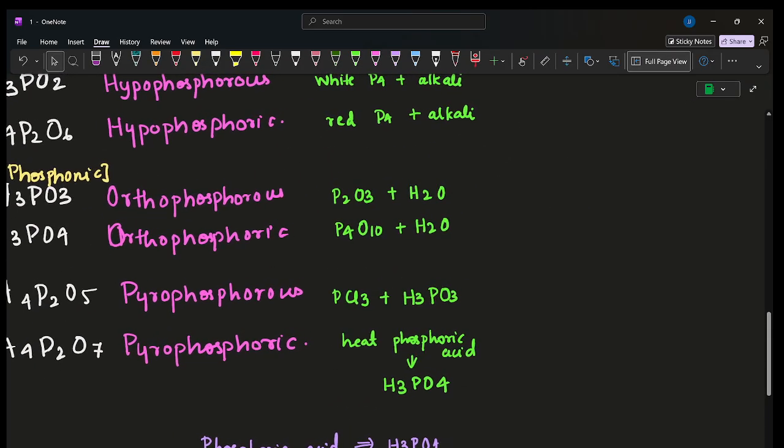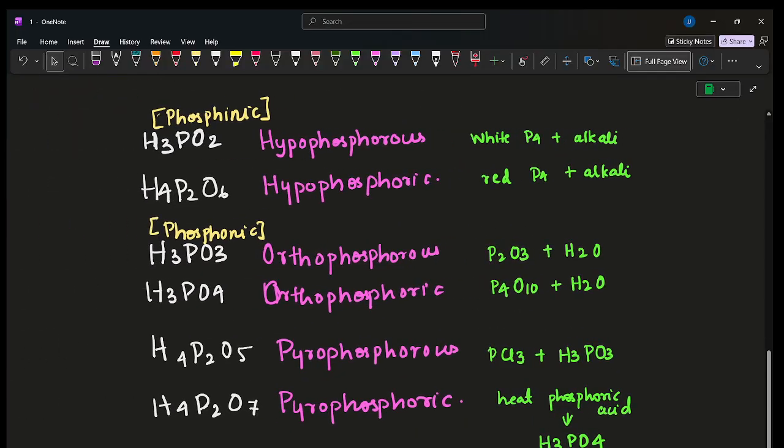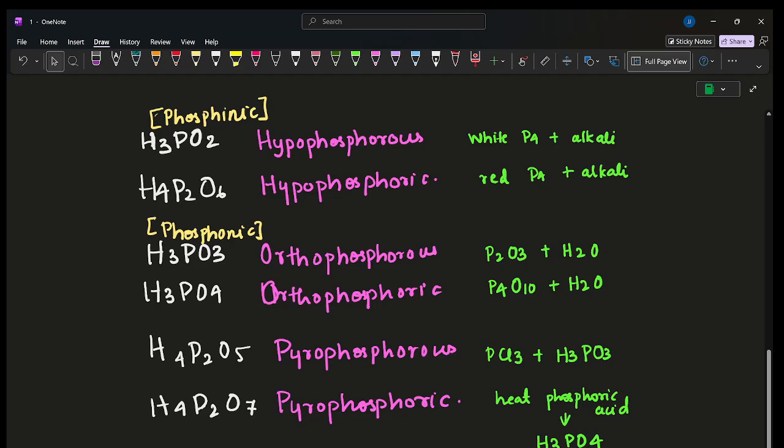Right, so as you can see, there's a comparison here as well. H3PO2: white P4 and alkali. Hypophosphoric: red P4 and alkali. Orthophosphorous: P2O3 and H2O. Orthophosphoric: P4O10 plus H2O. Pyrophosphorous: PCl3 plus H3PO3, and H4P2O7, pyrophosphoric acid: you're just gonna heat H3PO4.